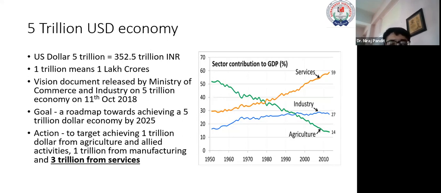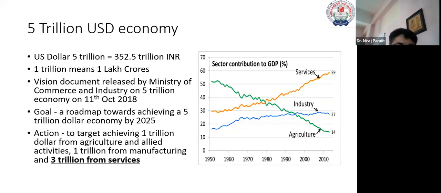It's a 1 trillion. That's a 5 trillion economy we are expecting. This vision document was first released by the Government of India on 11th October 2018. You can see this is the 11th October 2018. It is a vision document released by the Ministry of Commerce and Industry to reach the 5 trillion economy. Goal: a roadmap towards achieving a $5 trillion economy by 2025.